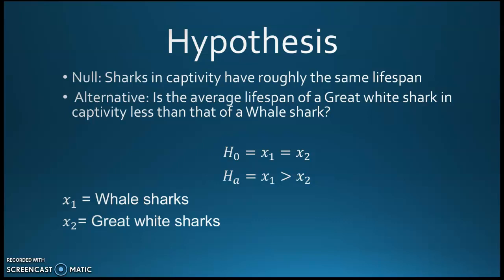Expressed in my following equations, the first one is my null, which has them as equal, and my alternative showing that x1, which is whale sharks, live longer than x2, which was represented by great white sharks.